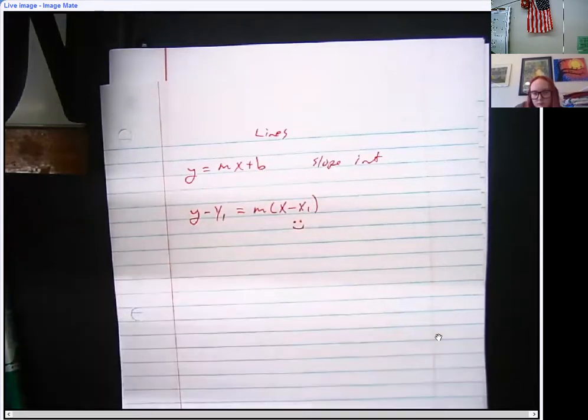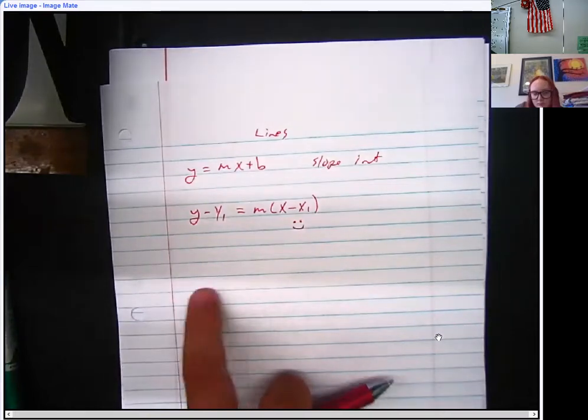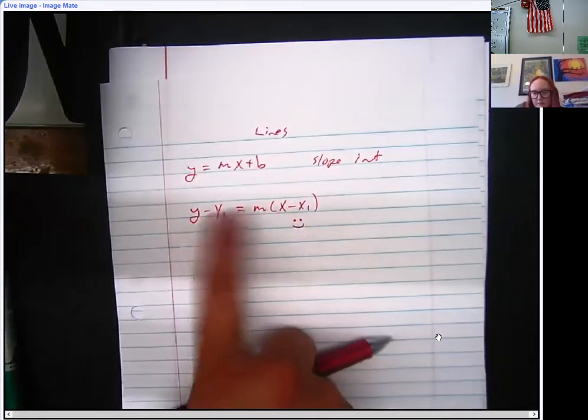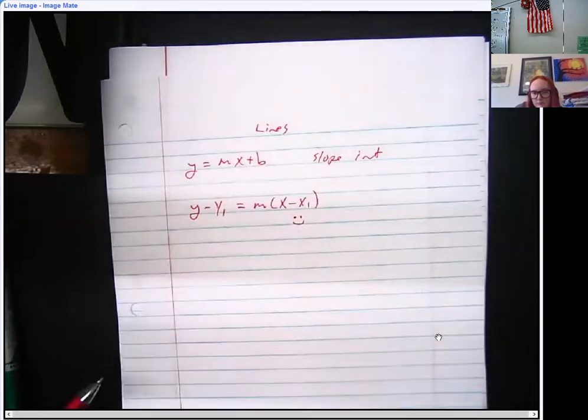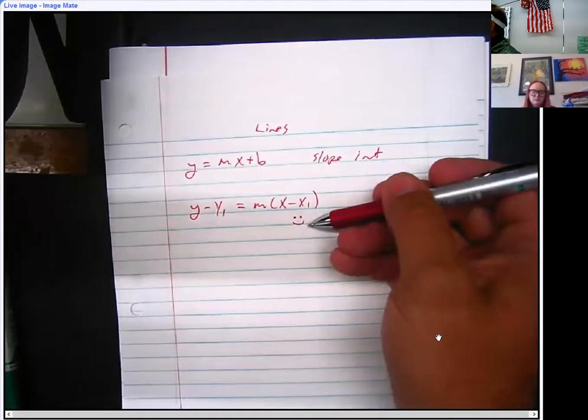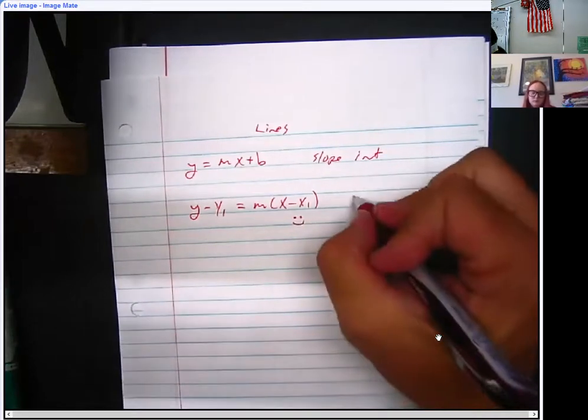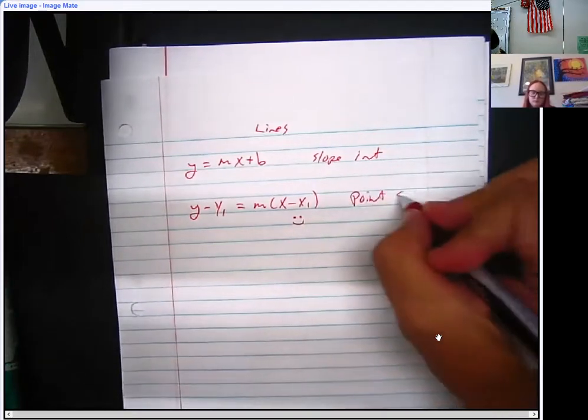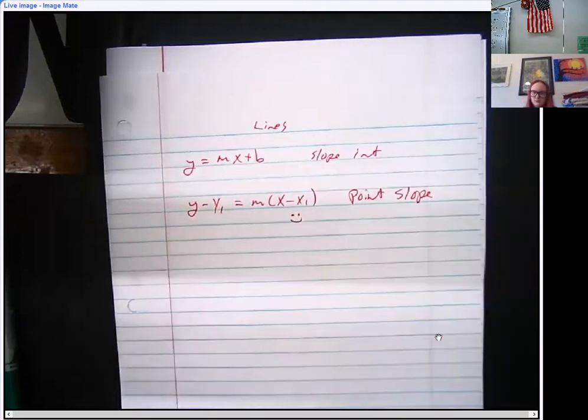What's the difference between these two? This one can pick what point? Any point. What does that one pick? Only the y-intercept, which is very limiting. This is far more broad, and this is called point slope. And why do we call it point slope? Because you need a point and a slope, and I don't care what it is.